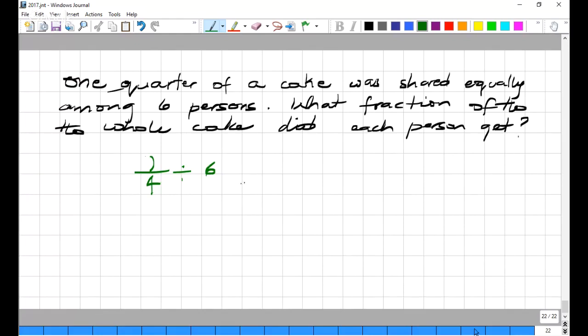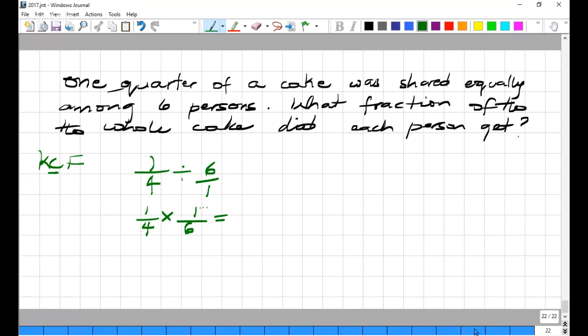Okay? So I need to remember to what? Keep, change, and flip. So I'm going to keep my what? Quarter. Change my sign to what? What am I changing? Changing the division sign to a multiplication sign. I'm going to flip what? There's nothing here to flip. Put 6 over 1. So this now becomes 1 over 6.